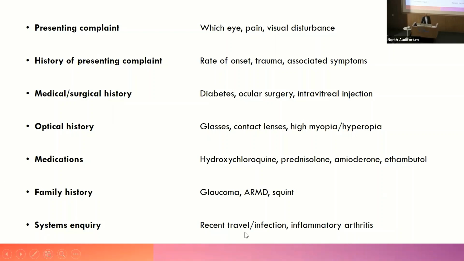And then systems inquiries: recent infection, overseas travel, and inflammatory arthritis type diseases have ocular associations. So that's the approach to ophthalmic history. Which eye? Is it painful? How's your vision? How long has it been there for? General medical history, do you wear glasses, contact lenses, and so on.